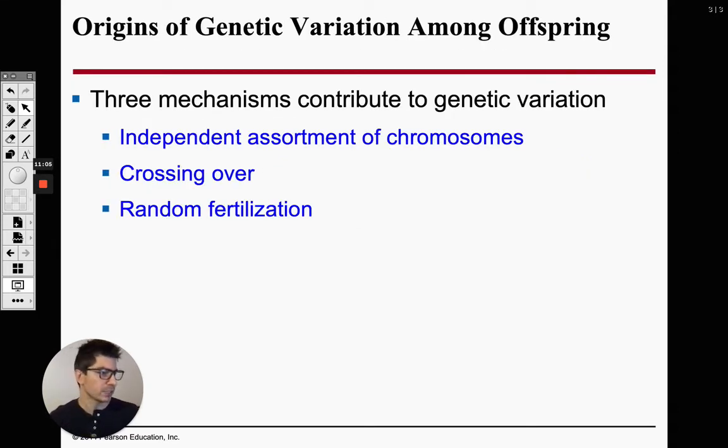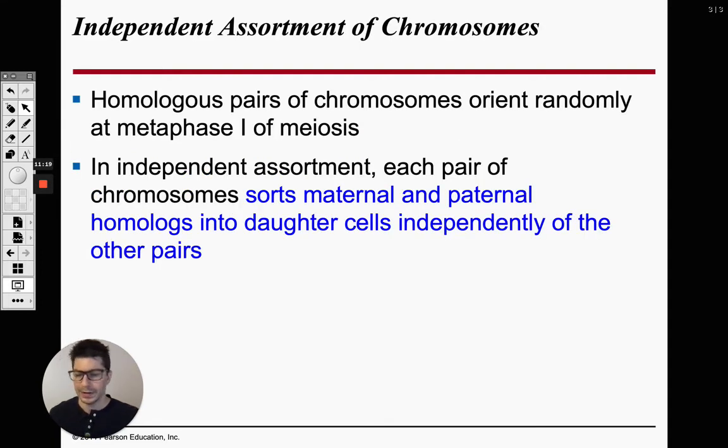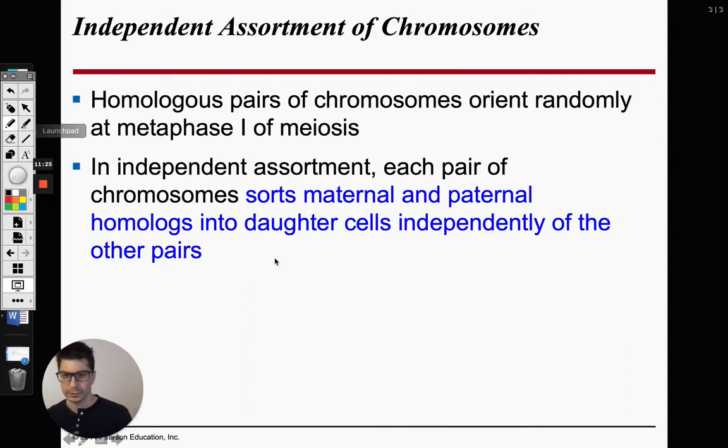So there are 3 different things we're going to go over that contribute to genetic variation. There's independent assortment, there is crossing over, which we already talked about, and then random fertilization. Okay? So I'm going to draw a picture of independent assortment here. And this is going to be with meiosis only. Okay? So this is in meiosis.